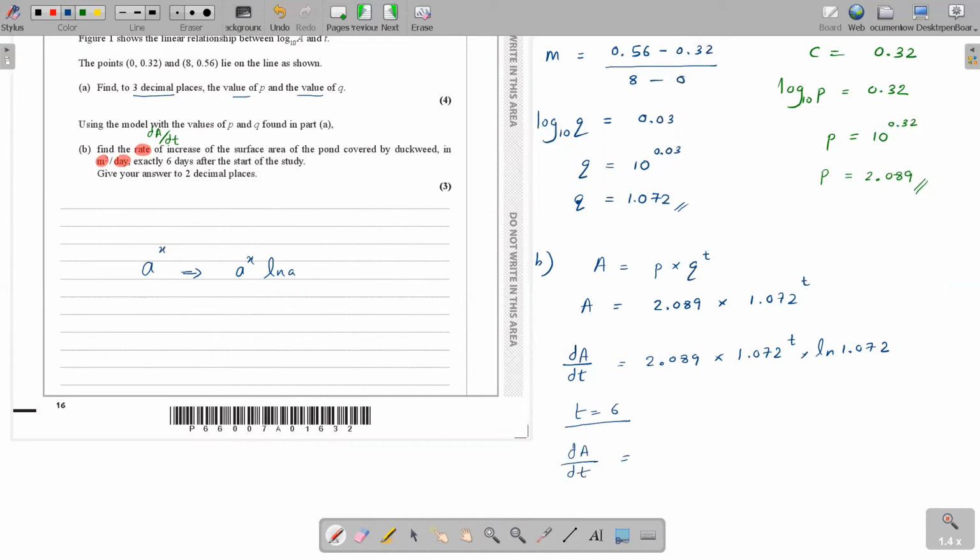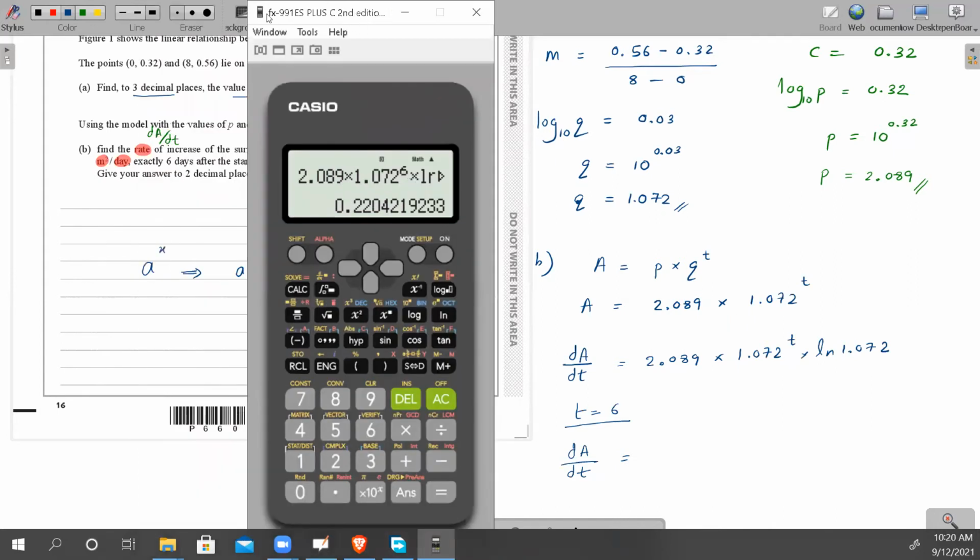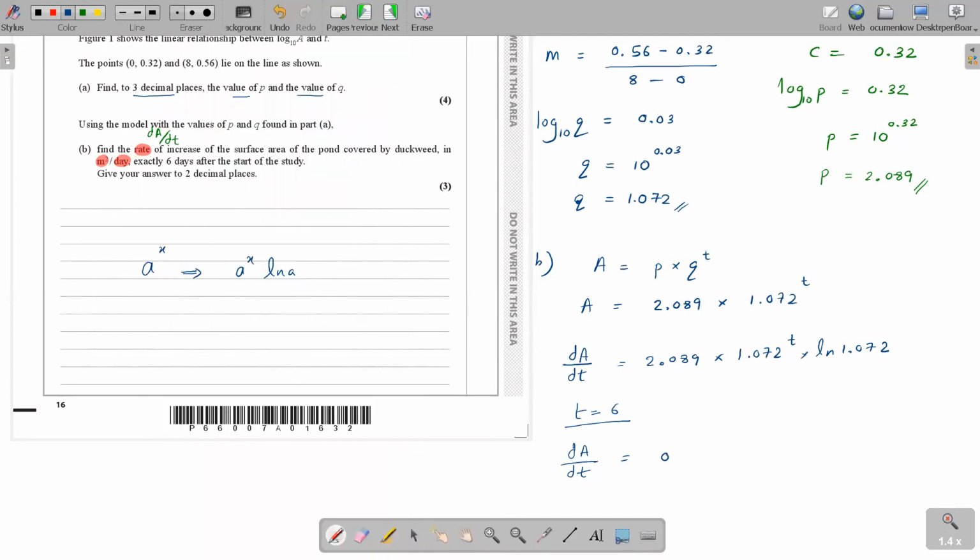It's just a matter of typing the whole thing in the calculator: 2.089 multiplied by 1.072 to the power of 6 times ln 1.072. That gives me 0.2204. They want the answer to 2 decimal places, so 0.22 square meter per day. So this is the rate of increase of the surface area of the pond.